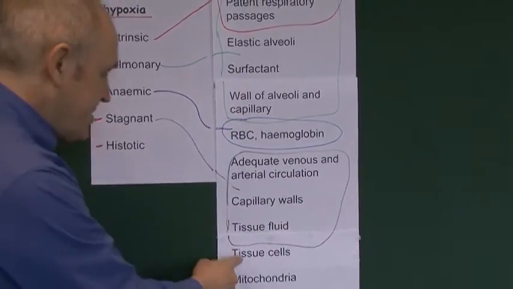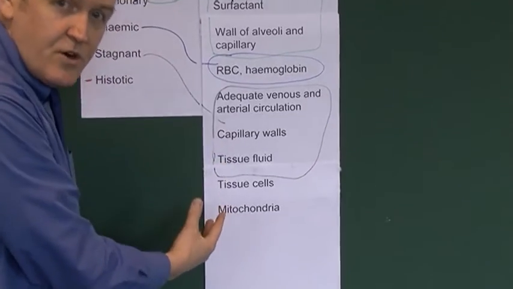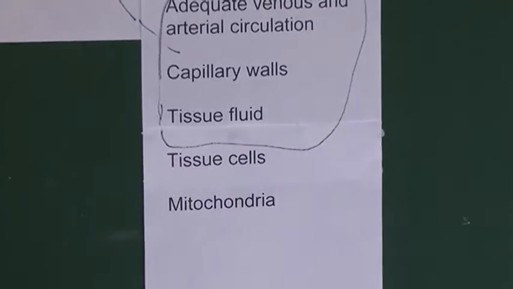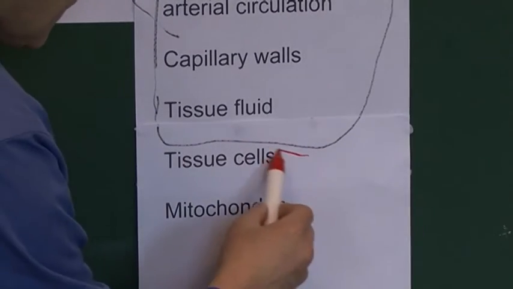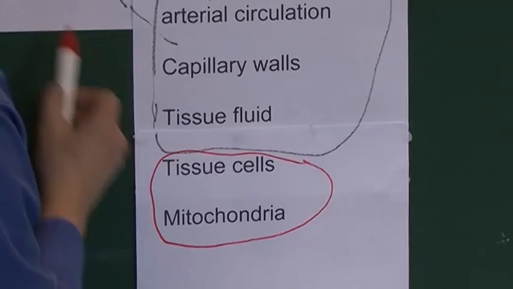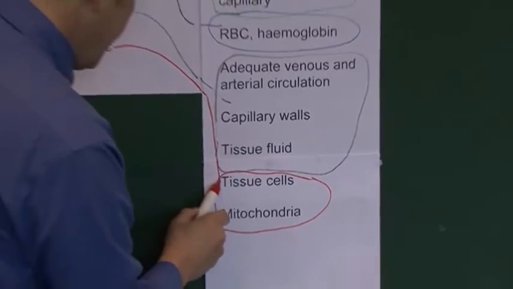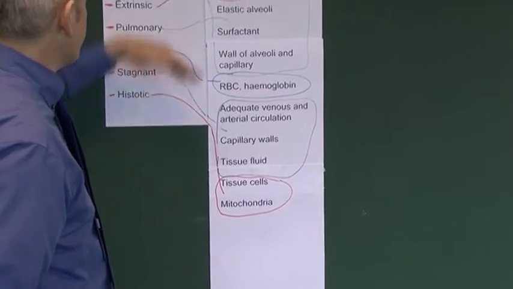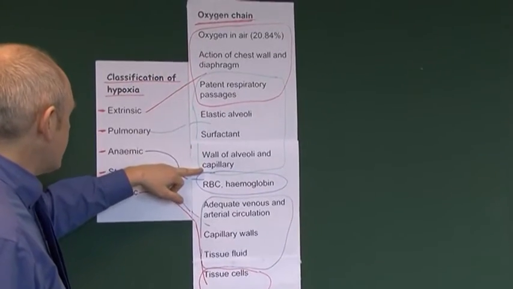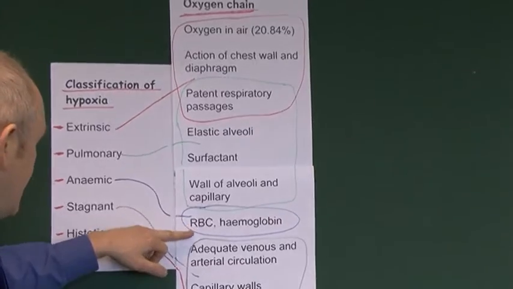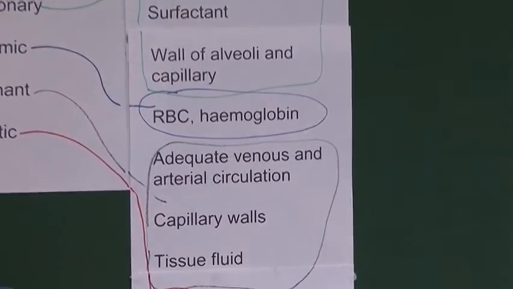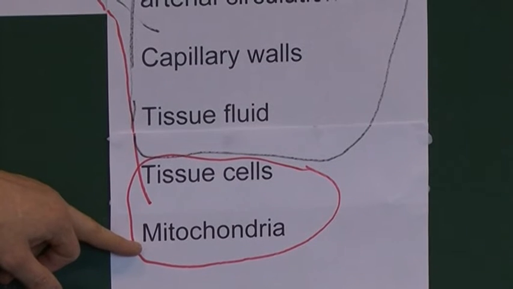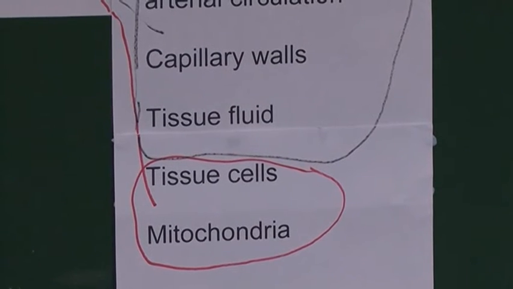And then finally, the tissue cells must be able to use the oxygen that's delivered to them. The mitochondria must be healthy and able to utilise the delivered oxygen. If not, there will be a histotic hypoxia, the final classification. So, extrinsic, pulmonary, anemic, stagnant, and histotic causes. Hypoxia is classified according to its cause.